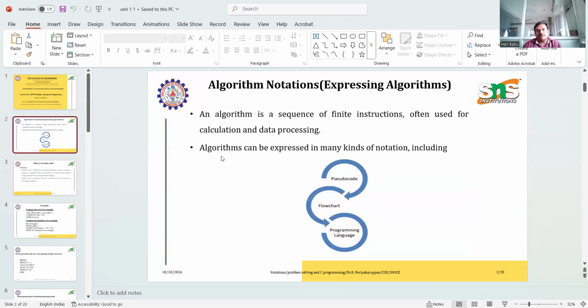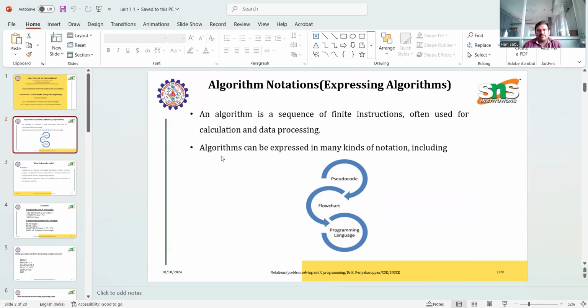What is an algorithm notation? Expressing an algorithm. So notation is about modifying or expressing the terms. An algorithm is a sequence of binary instructions, often used for calculation and data processing.